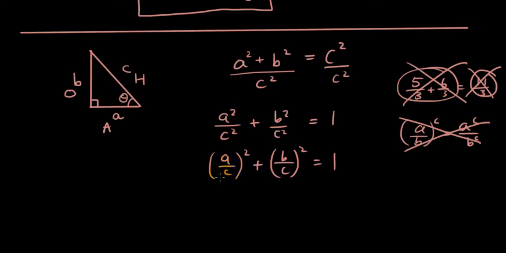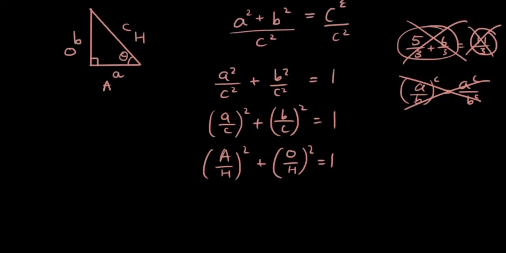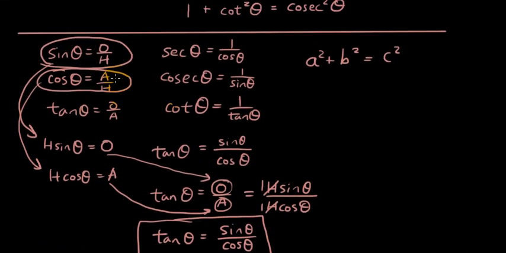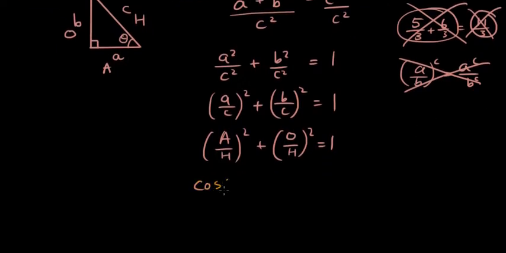Okay, now what does a over c equal? Well, if you have a look, a over c is the same as a over h in my triangle. So then I can put a over h squared plus o over h squared equals 1. Now what does a over h equal to? Well, if you remember the three ratios, a over h equals cosine theta. So I have cosine theta squared plus sine theta squared, right, because sine theta equals o over h equals 1.